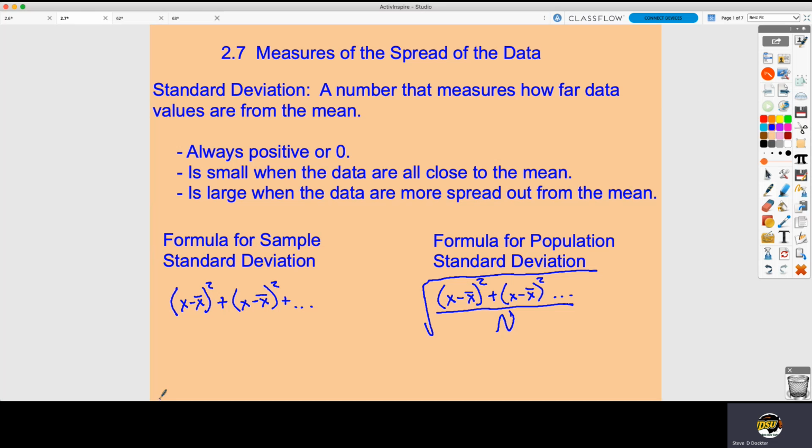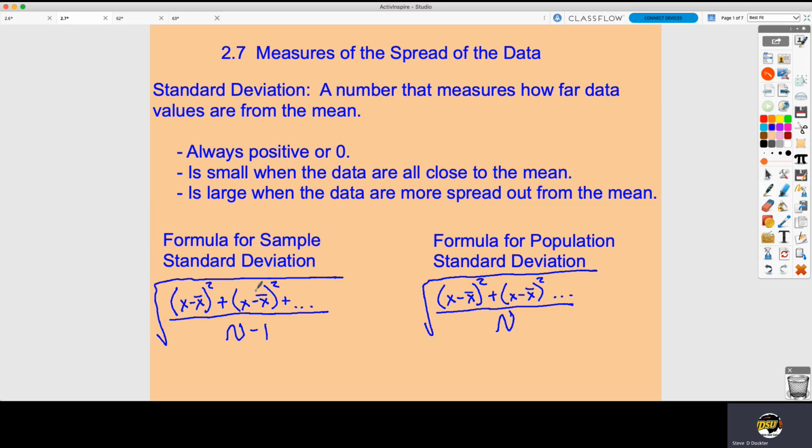And that's going to go on until you get all the data points in there. And then we're going to divide by a different number. That number is simply how many points are in your sample minus 1. And then you still take the square root. All right, so population is just the regular n. The sample is n minus 1.